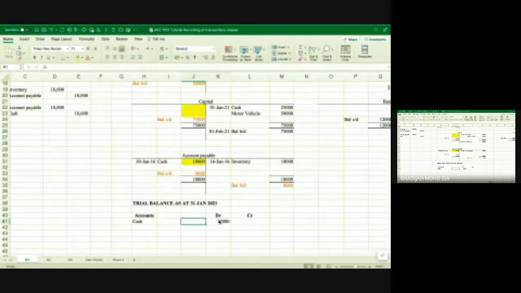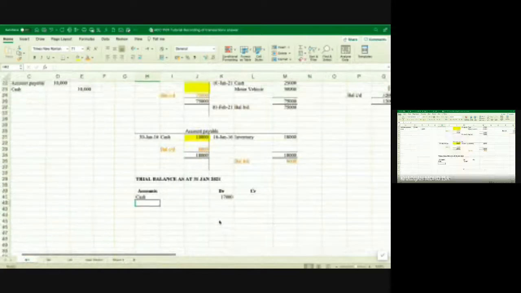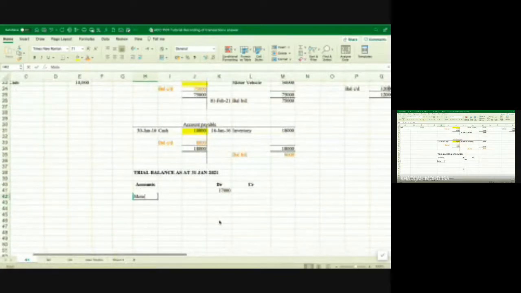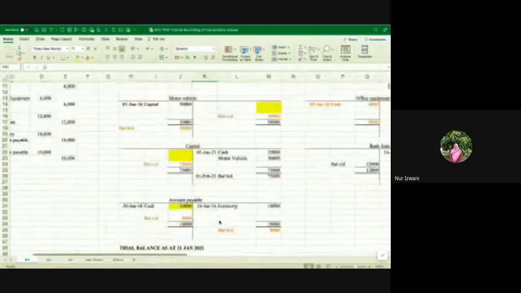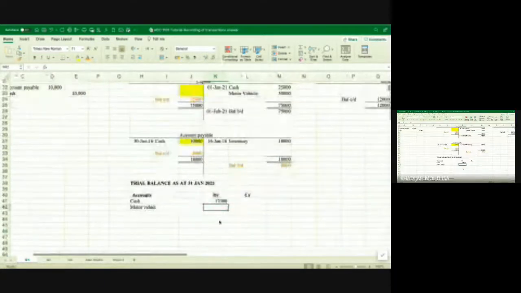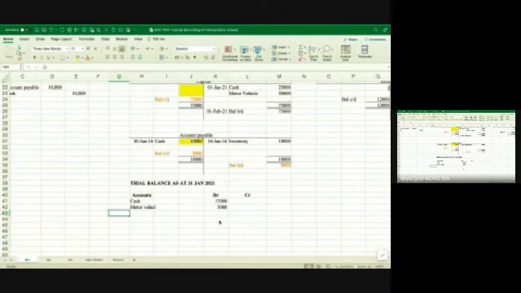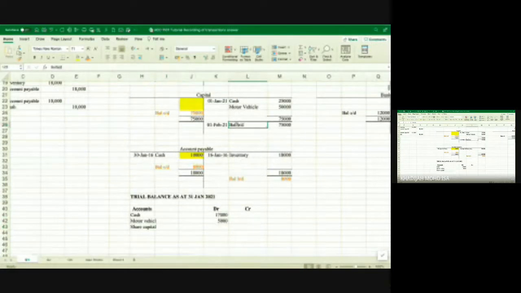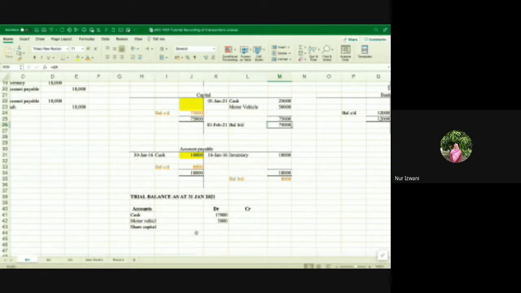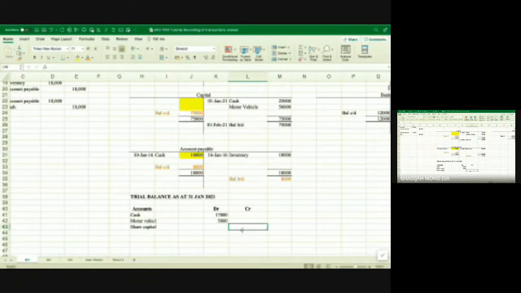Okay, the next one is your account. You have, I think, motor vehicle. So you write down motor vehicle. What's the balance? The debit balance of 50,000. Then you have share capital. Share capital, what's the balance? Debit or credit balance? Credit. Credit balance, so you have 75,000.